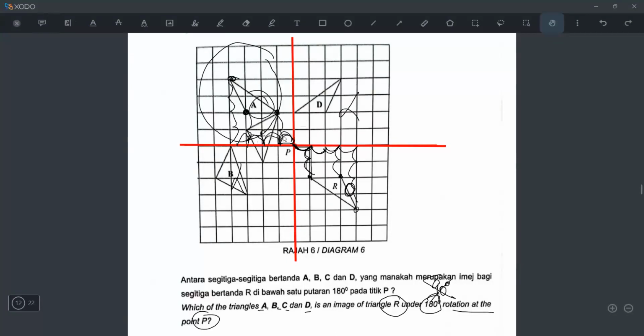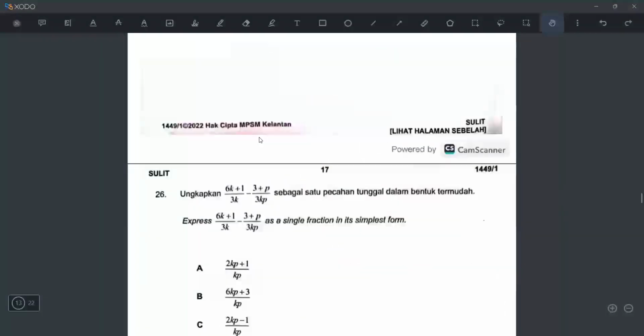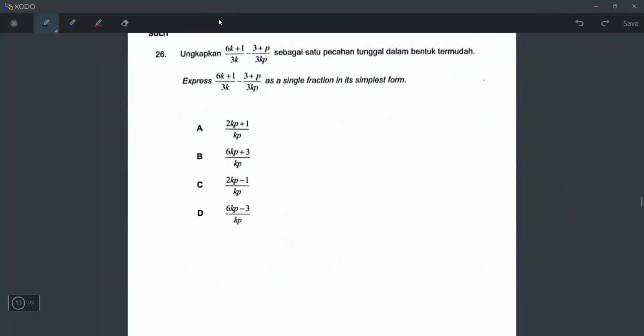And also, you don't have to worry about the direction one, because if you know the answer is here, you just move towards it. Okay? So takkanlah you move ke kanan. Okay, you have to move ke kiri because the image has to jatuh here one if it's rotate 180 degree. Okay, number 26. Let's continue.